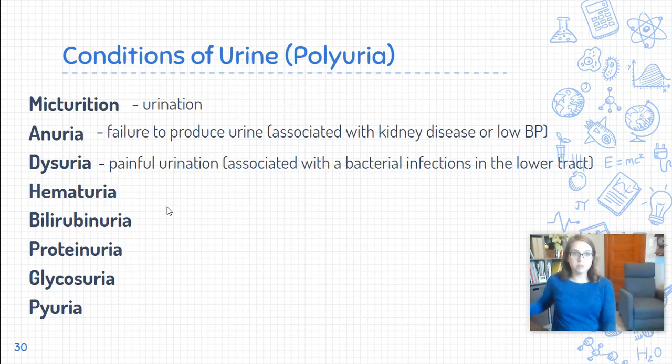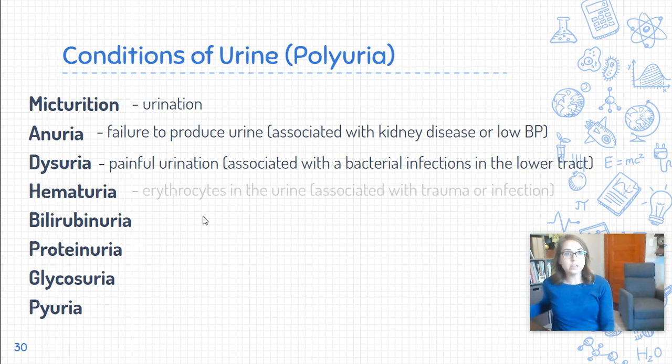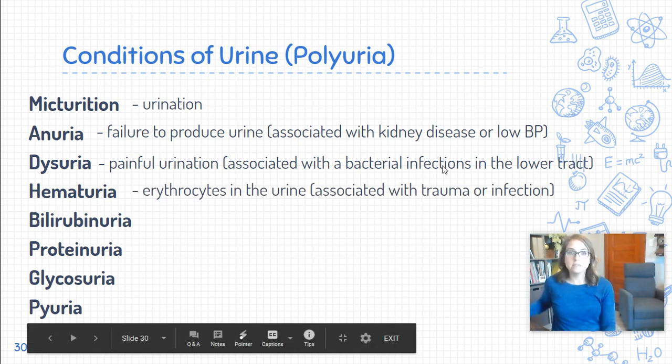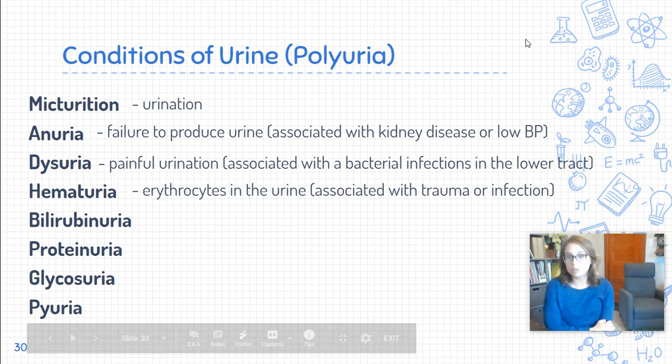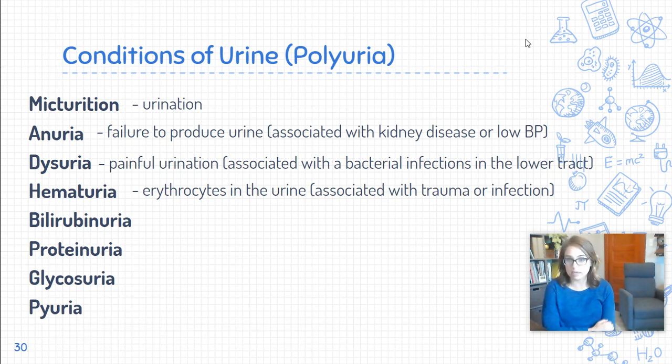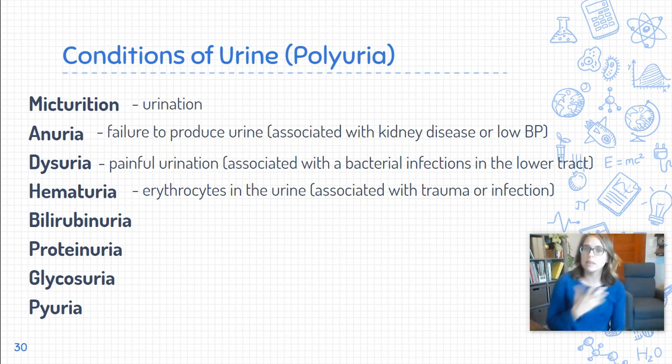All right, so we already went over dysuria, painful. Hematuria, think of that prefix hema, you should think blood. This is when there are erythrocytes, red blood cells, in the urine. Your urine would look a little pink because there are red blood cells in there. This is a sign that you are urinating out blood, and usually a sign of trauma. Could be infection, inflammation, and ruptured blood vessels in your kidneys too.